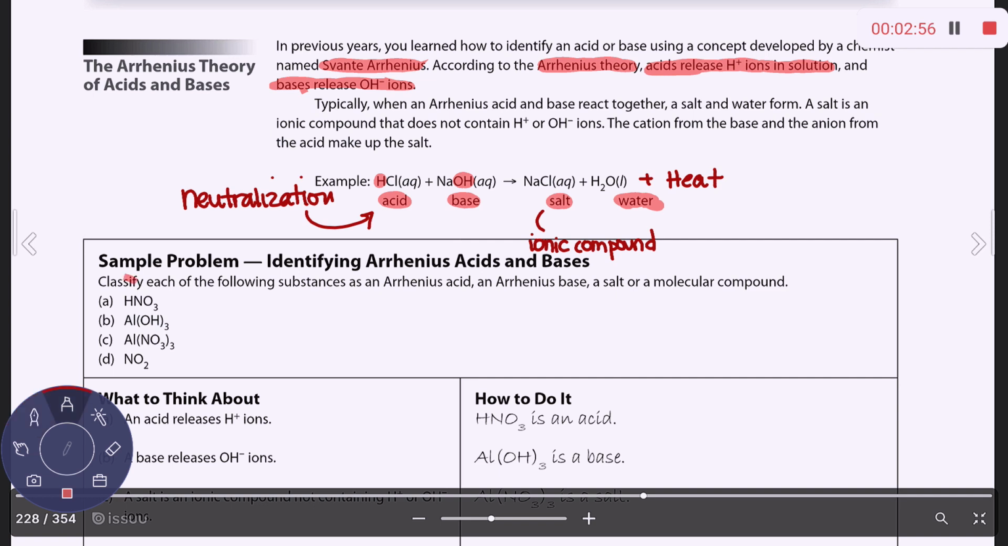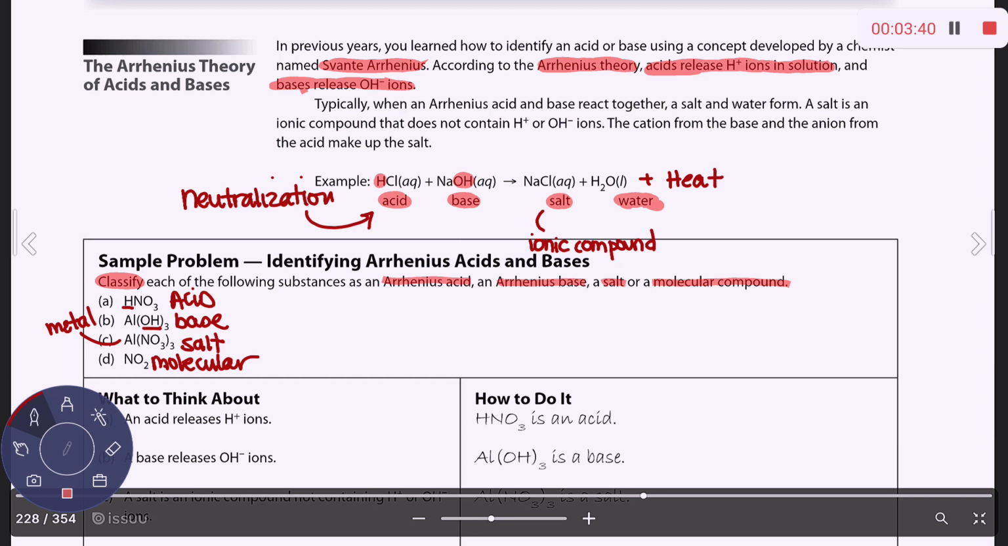So here they want us to classify each of the following substances as being an Arrhenius acid, Arrhenius base, a salt, or a molecular compound. If you take a look at the first one, HNO3, what would this be? Acid, because it contains a hydrogen ion. How about B? Base, because it contains a hydroxide. C? Salt, because salts are ionic compounds, and ionic compounds contain a metal or the ammonium ion. Aluminum is a metal. And then NO2 would be? Molecular, because nitrogen and oxygen are nonmetals, and that's what molecular compounds are made of.